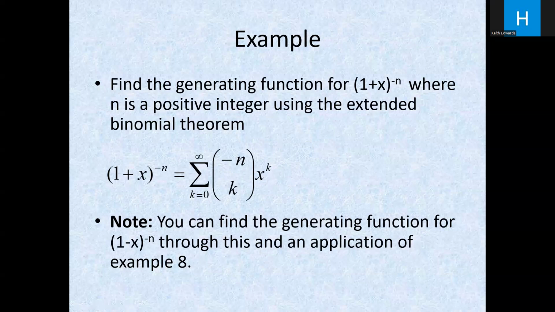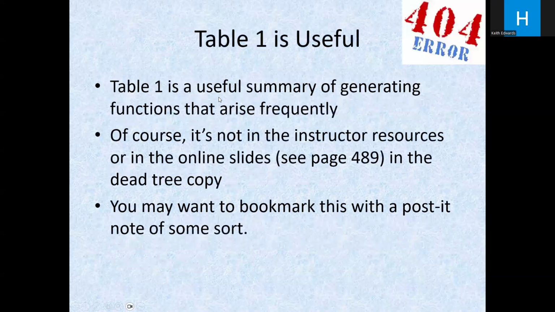Find the generating function for 1 plus x to the minus n, where n is a positive integer, using the extended binomial theorem. You can find this generating function through this and an application of example 8. And again, there's kind of a bizarre mix of notation here. I think it may be to make the page breaks in the PDF work correctly, but I think the n plus k minus 1 choose k, x raised to k notation is more confusing than the standard notation.